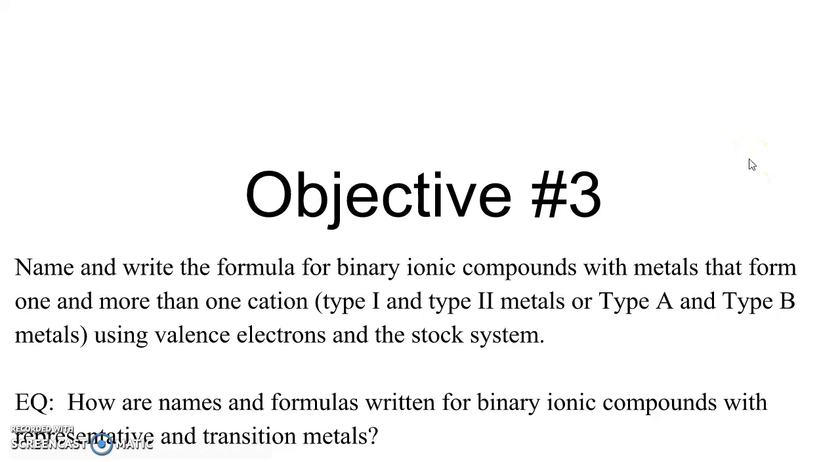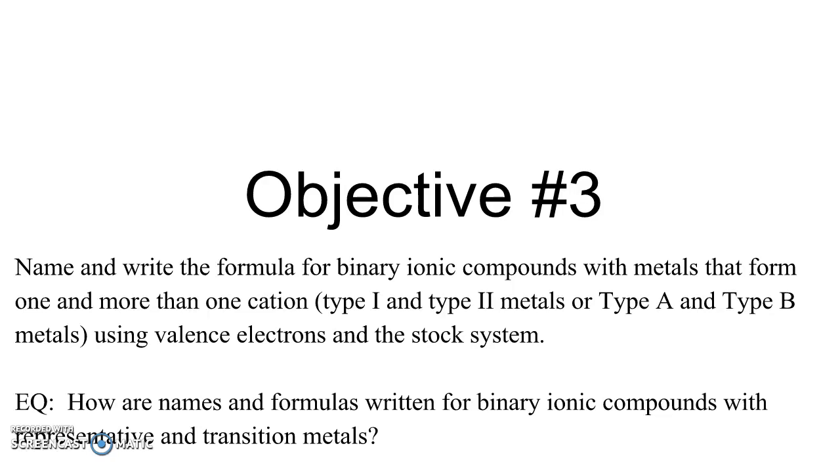Right, so this is the screencast for nomenclature objective number 3, in which you're actually going to learn how to name binary ionic compounds, all of them. Whether it is a type 1 or a type 2, also sometimes called a type A or a type B binary ionic compound, you are going to be able to name all of them by the end of this objective using valence electrons and the stock system.